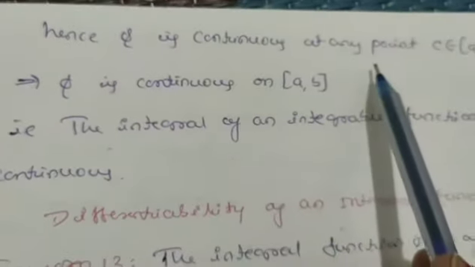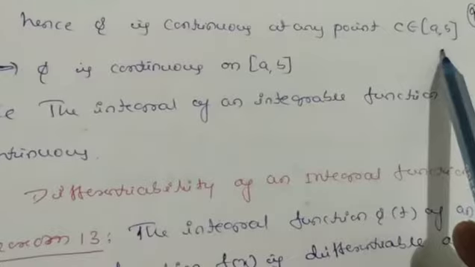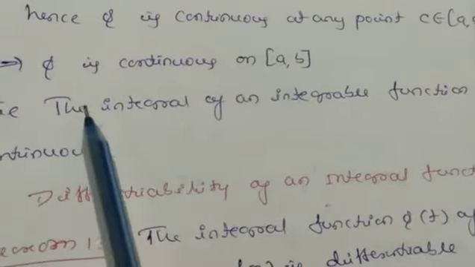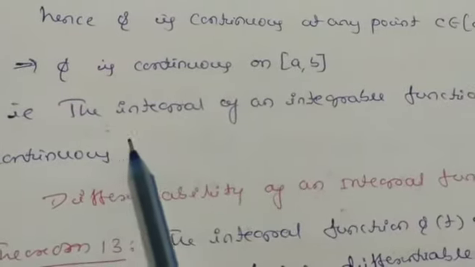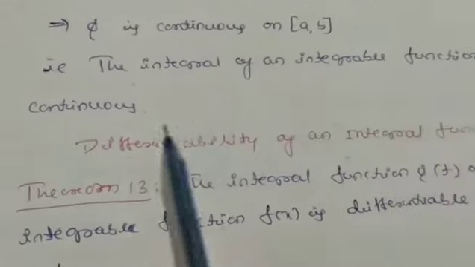Hence phi is continuous at any point c belonging to [a, b]. This implies phi is continuous on [a, b], that is, the integral function of an integrable function is continuous.